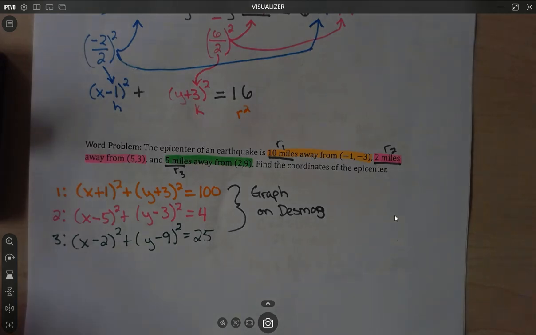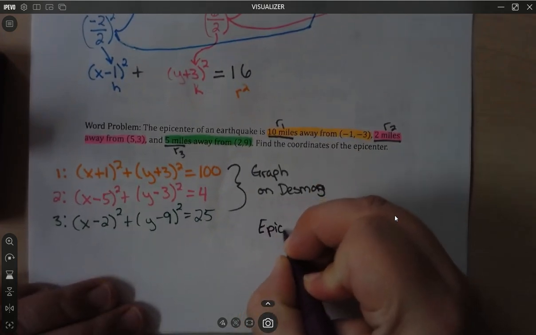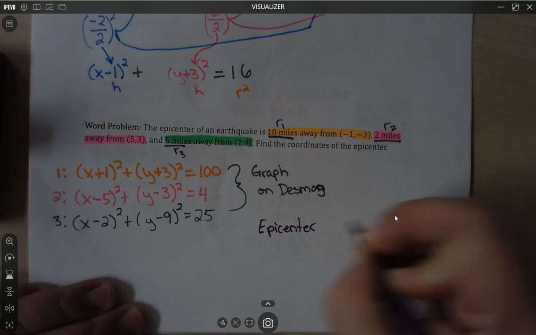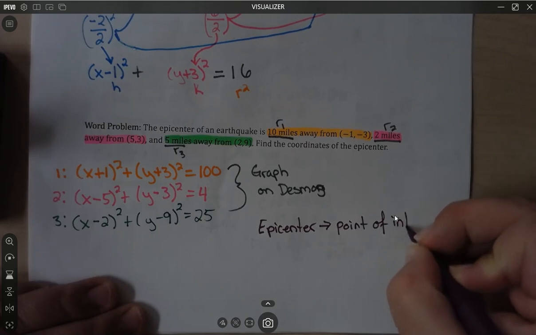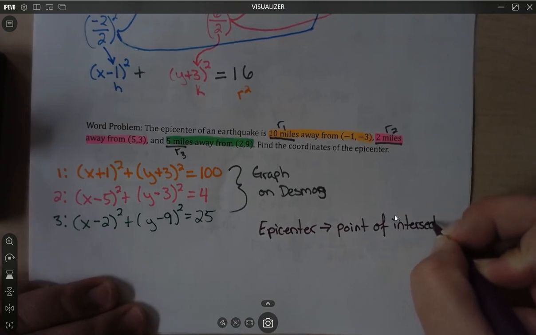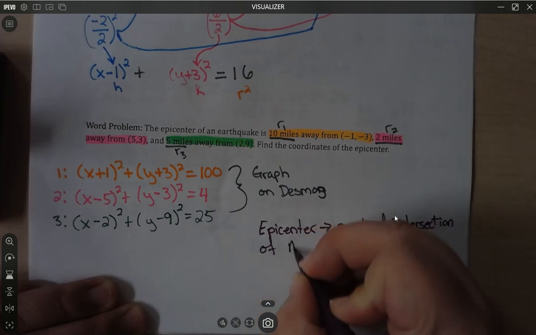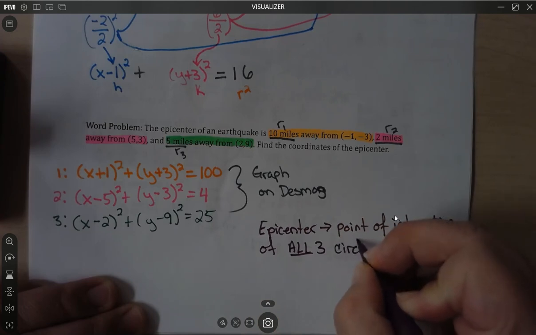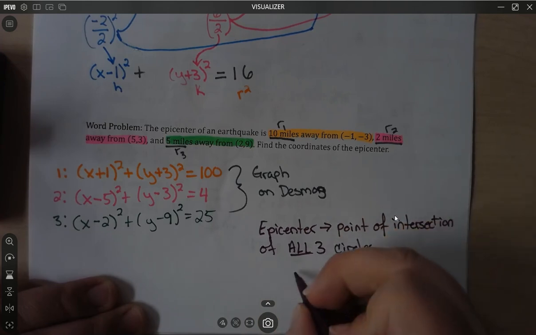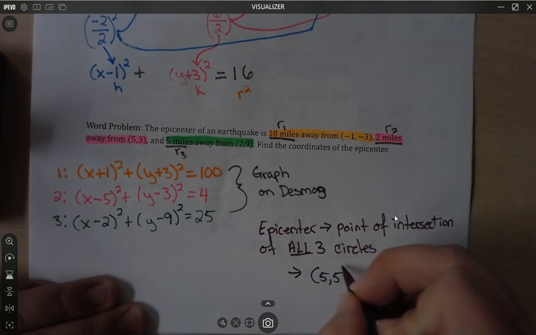So let's go ahead and do that. So the epicenter is the point of intersection of all 3 circles, and that is at the point 55.